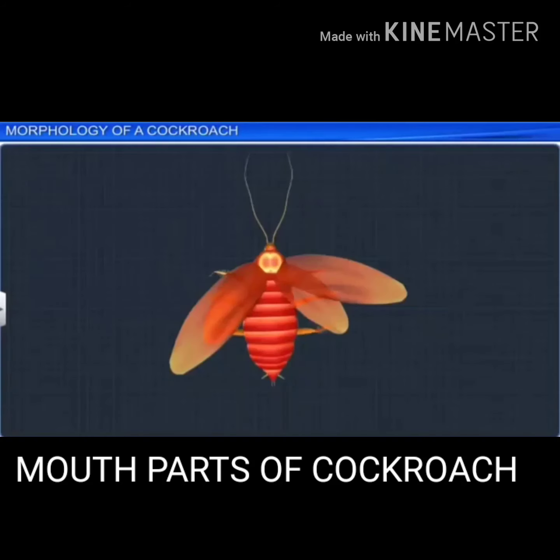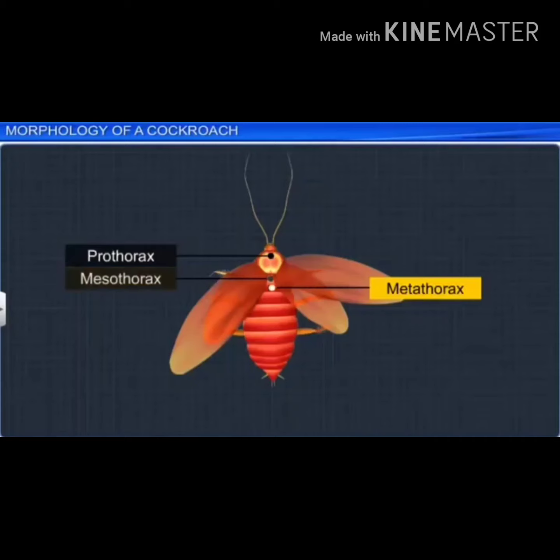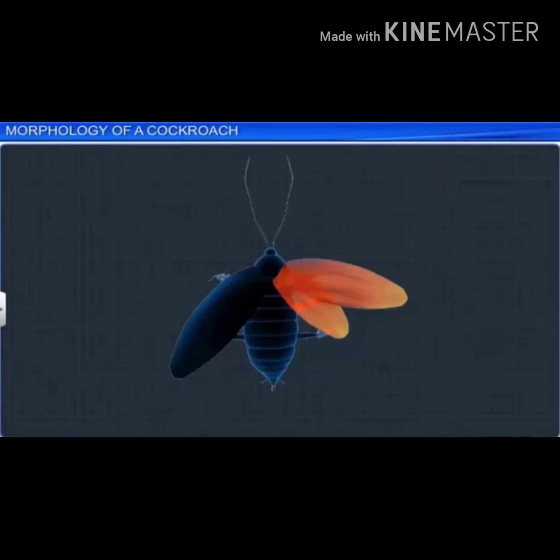Following the head is the thorax, which consists of 3 segments: prothorax, mesothorax, and metathorax. Each thoracic segment bears a pair of long, jointed legs. Moreover, the mesothorax and metathorax bear a pair of wings.